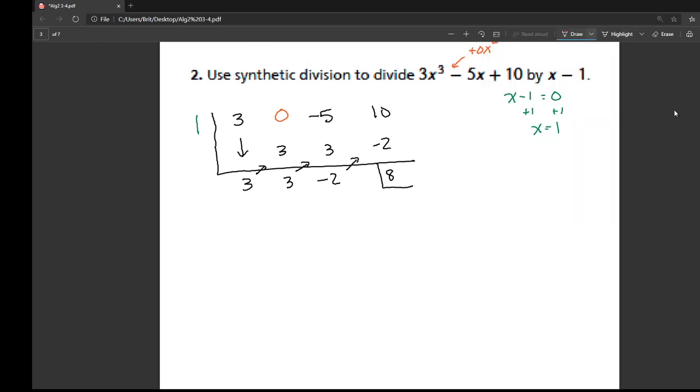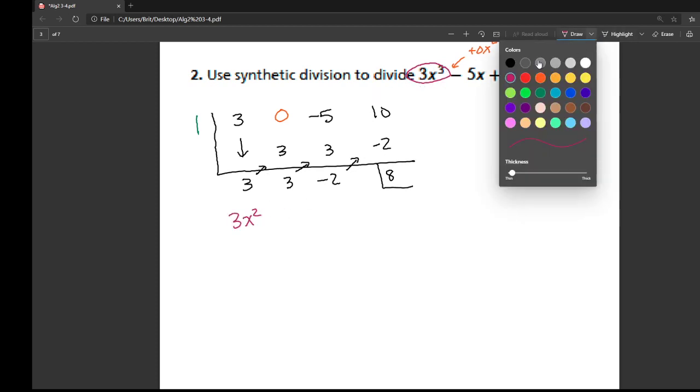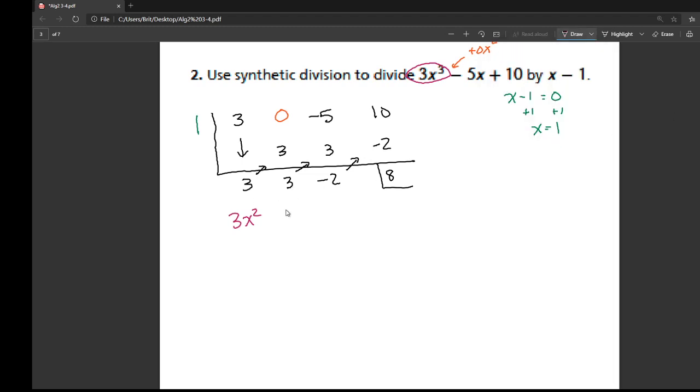So this thing started out as a cubic, so now it's going to go down to a square. And then you're going to go down by power. So then this would be a linear, this is your constant, and then this is your remainder.